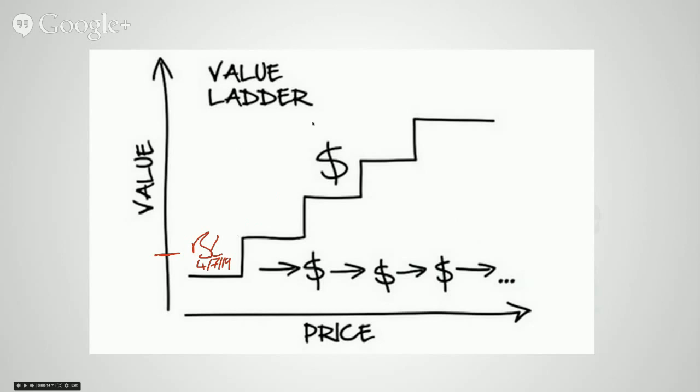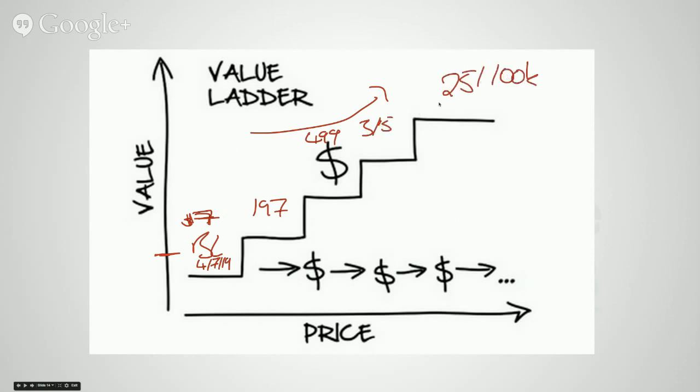You want to ascend them up the value ladder. And this, for a lot of companies that are doing this right, will start out at a $7 implementation course or a cheat sheet. It will maybe move up to $197, then $497, then maybe $3,000 or $5,000, all the way up to $25,000 to maybe a $100,000 product. And how you do that, obviously the price increase, but the value is the most important thing, and the perceived value is the most important thing.